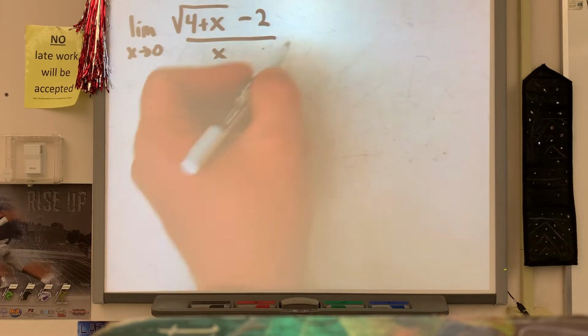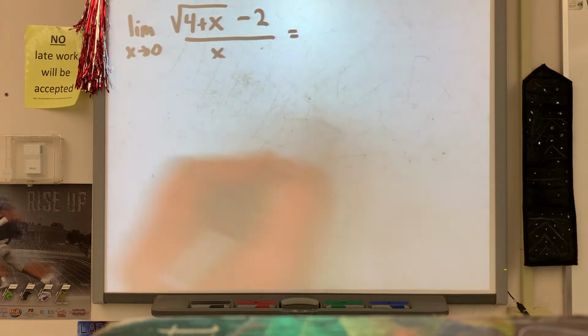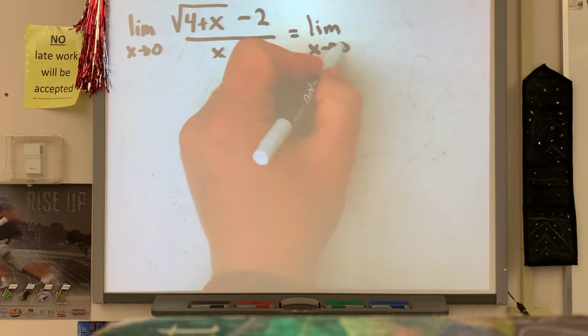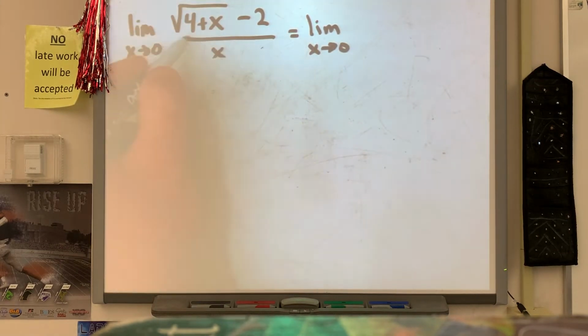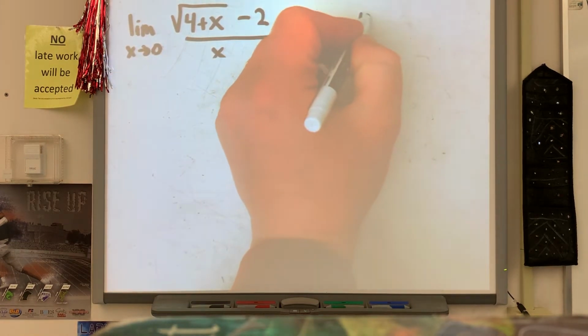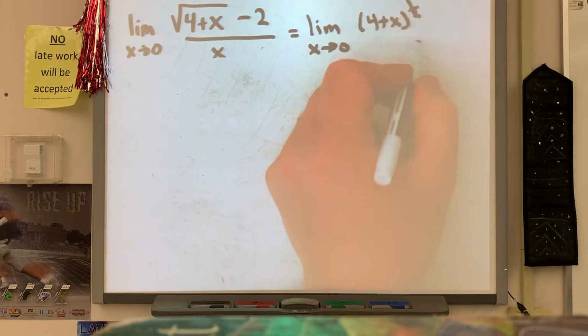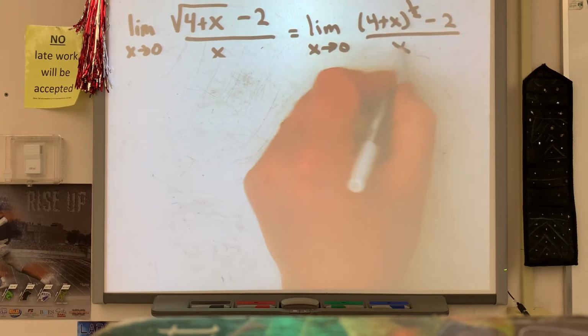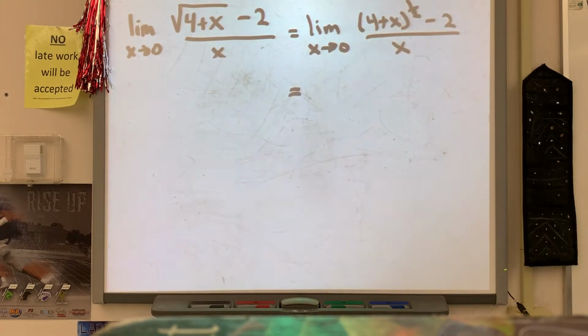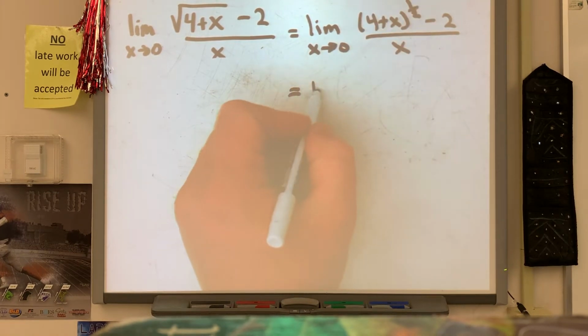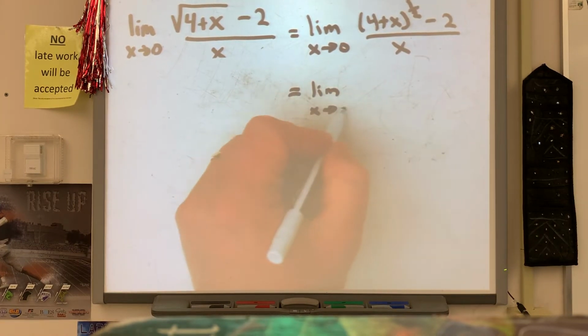So we need to apply L'Hopital's Rule, which says go ahead and take the derivative of that expression. This will equal the limit as x approaches 0 of the derivative of the numerator. That expression is 4 plus x to the 1/2 minus 2. I'm going to rewrite it to make sure nobody gets lost. We haven't done the derivative yet, but here we go. We can apply the power rule and the chain rule here. So this will equal the limit as x approaches 0.